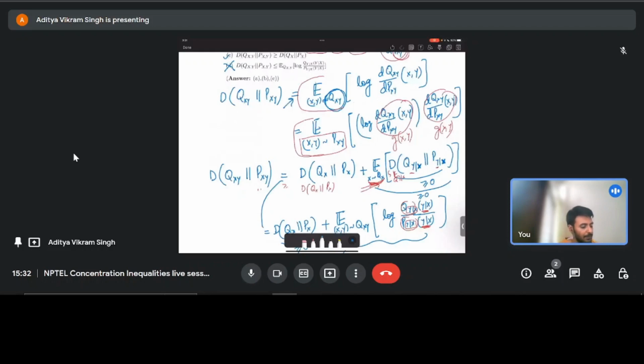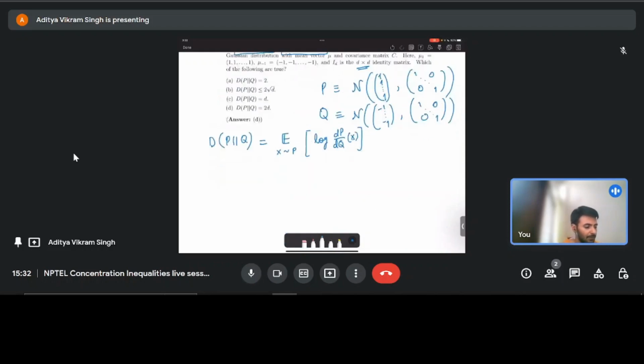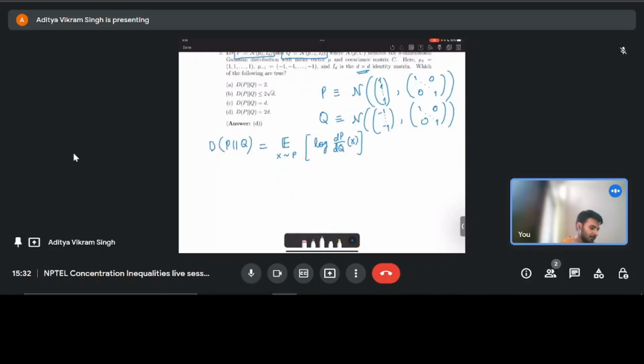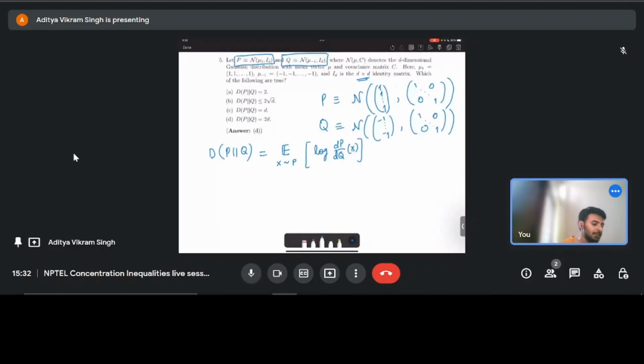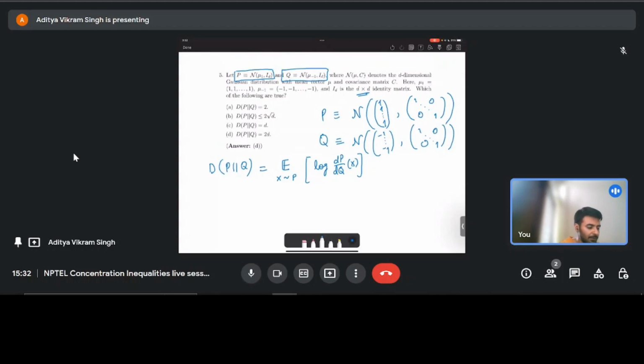So either definition is okay, but we are working with this. So now we know what the density function looks like. This is a normal probability distribution, so the density function exists, and dP by dQ of X would just be this multivariate normal density function, right? Which looks like something. So you can compute that, that wouldn't be very difficult.